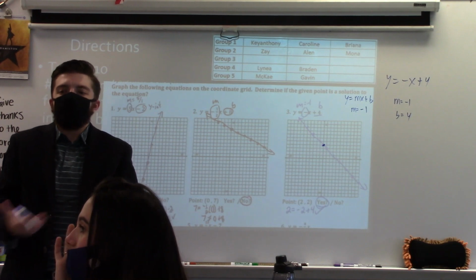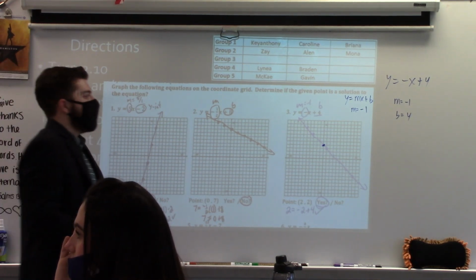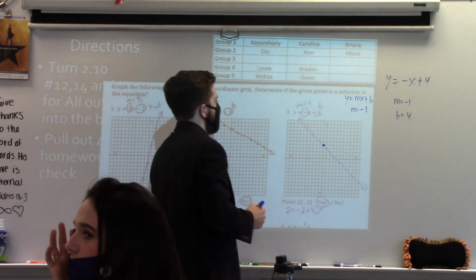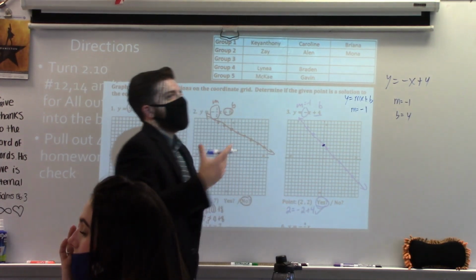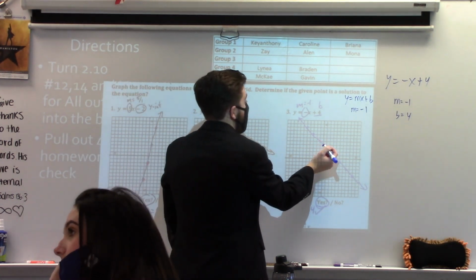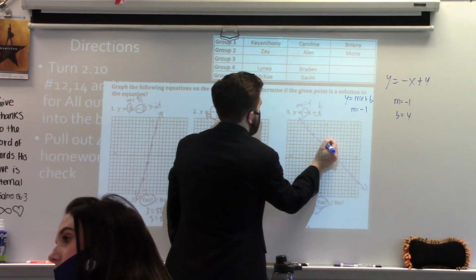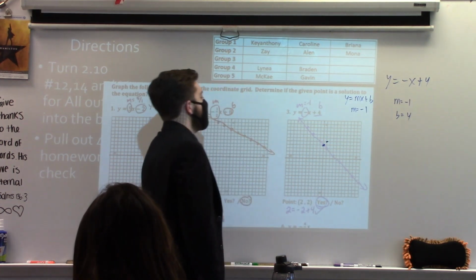Now, if we have a slope of -1, what's our rise, what's our run? Negative 1 divided by 1. Okay, so do I go down 1, up 1, left 1, right 1? What do we do from this point? Up 1, right 1? Up 1, left 1.